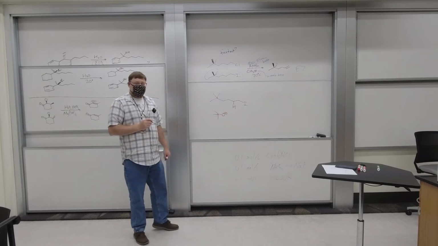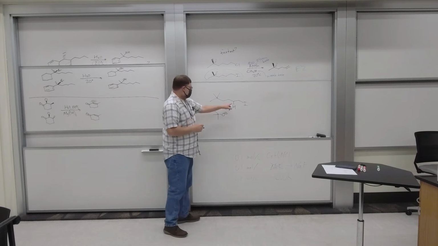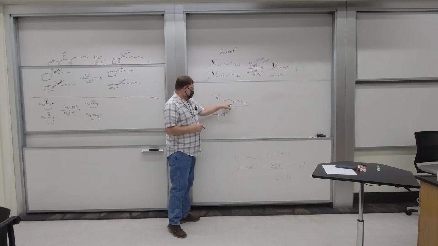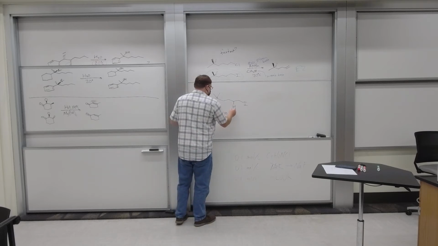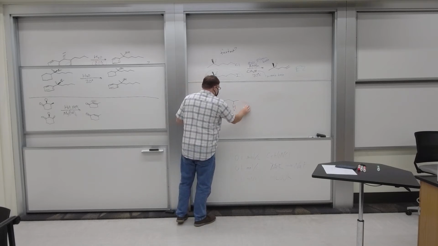All right, so I've got t-butoxide and iodide. You're going to make the double bond between the beta carbon and the alpha carbon by abstracting. Tell you what, I'm going to draw the iodide differently.